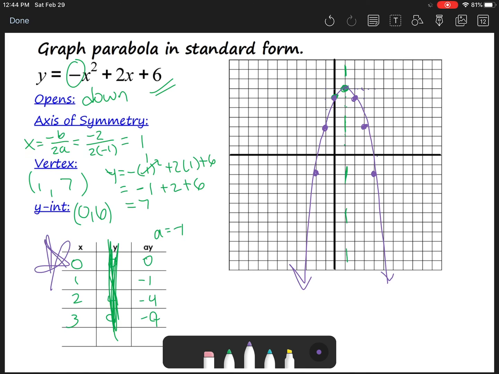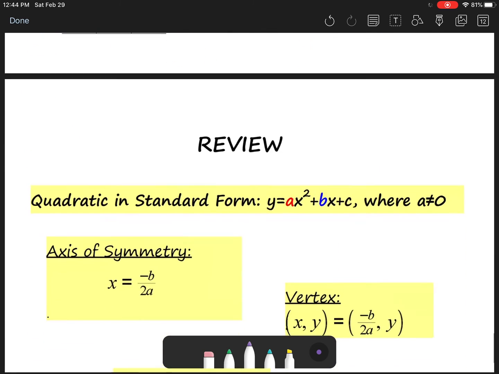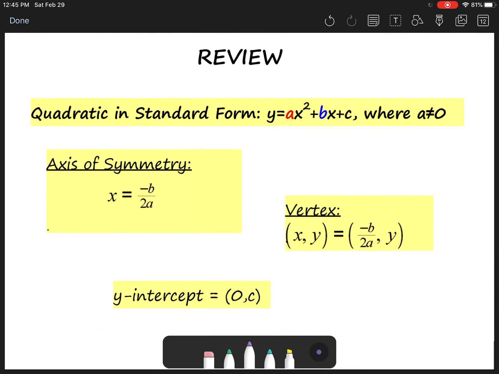So we're going to practice this tomorrow. Make sure that we're feeling really comfortable with this x, y, ay table. If you have any questions on that x, y, ay table, write it down or send me a Schoology message. So just to review, this is all of the new information when we're looking at our standard form.